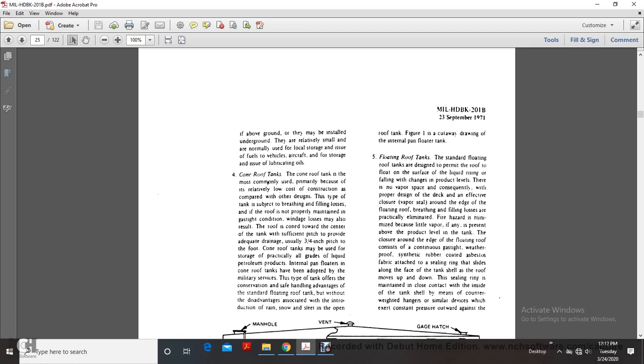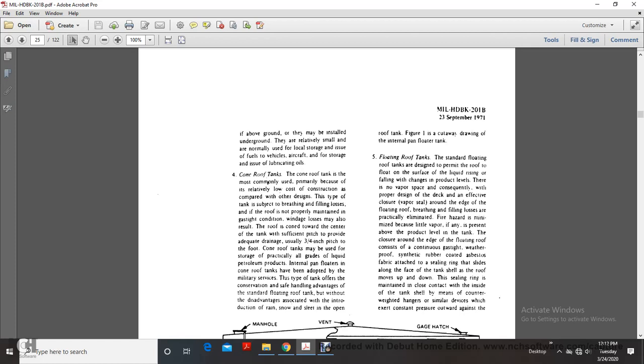Floating roof tanks are designed to permit the roof to float on the surface of the liquid, rising and falling with the change of the product level, so there is no vapor space. Consequently, with the proper design of the deck, the closure of the vapor seal around the edge of the floating roof is effective. Breathing and filling losses are practically eliminated and the fire hazard is minimized, with little vapor remaining above the product level in the tank.